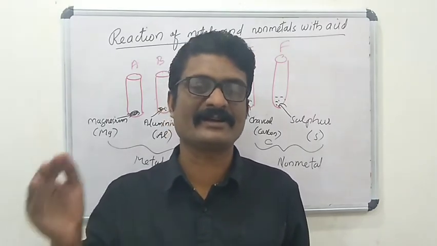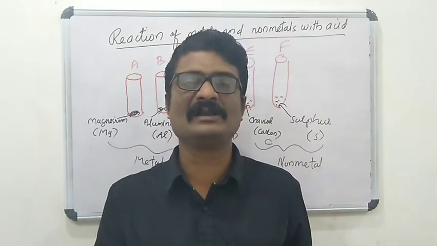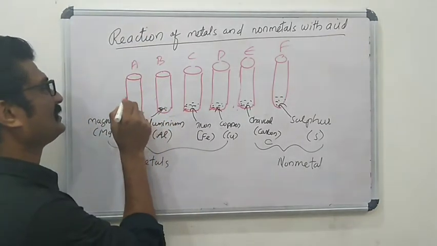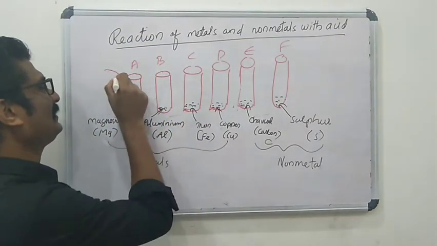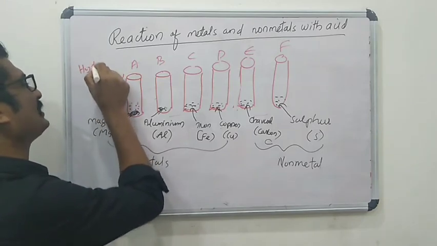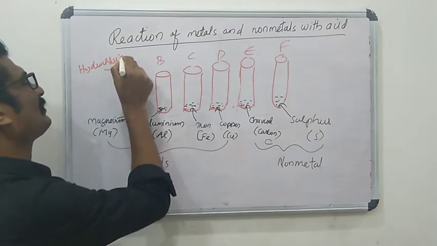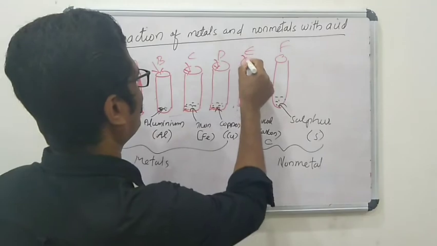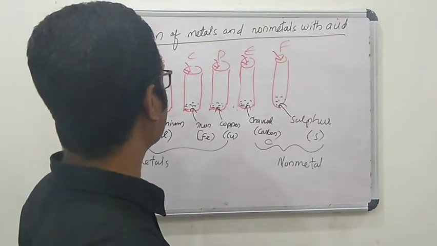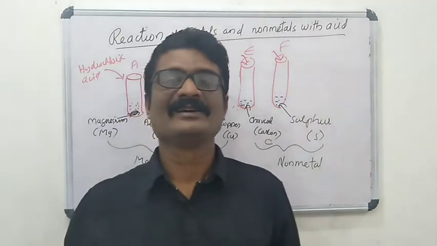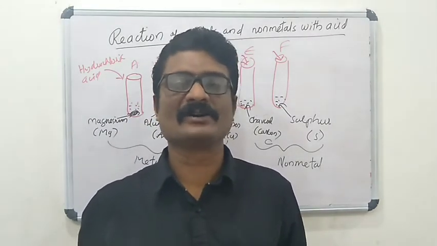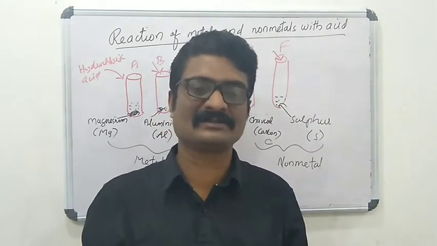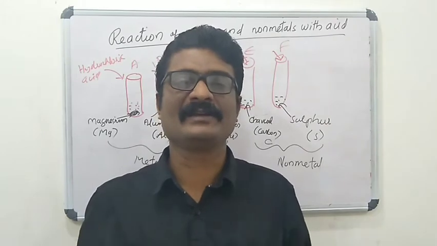Now we shall add a small amount of dilute hydrochloric acid, about 5 ml to each test tube, one by one. The symbol of hydrochloric acid is HCl. Now we observe the changes occurring in these test tubes very carefully.